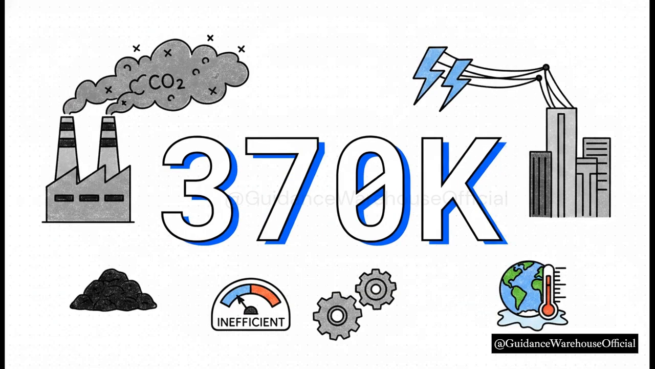Wait, this is super important, because this engine is so inefficient. To get the electricity we actually need, we have to burn an incredible amount of coal. Just this one single power plant produces 370,000 metric tons of CO2 every single day. So you see, thermodynamics isn't just some abstract textbook concept, it's directly linked to global warming. The less efficient the engine, the more fuel we're forced to burn.